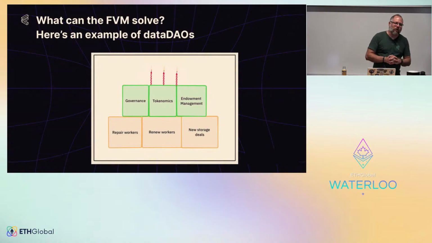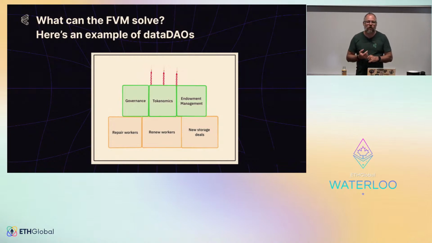So what can the FVM solve? Here's an example of things like data DAOs. So this is effectively a 2-layer. It's meant to look like a cake there. But on the bottom layer, we've got some primitives that FVM enables, things like repair workers. So I mentioned about how a storage provider has to prove that they have the data still. You can have a smart contract that actually checks that. And if one of the storage providers is not able to provide your data, the smart contract could negotiate a new storage deal to replace that failed one from a known good one and automatically, effectively heal the data.